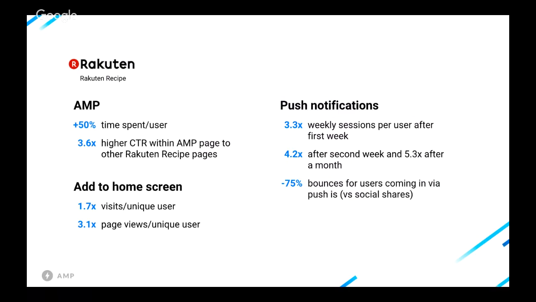So push notifications increase the weekly sessions, right, per user, obviously, if you do it right, if you do it correctly. And after the second week, it was 4.2 times, and 4.3 after a month, right? So this really helped this particular publisher to re-engage with their user base, and as well the bounce rate decreased.